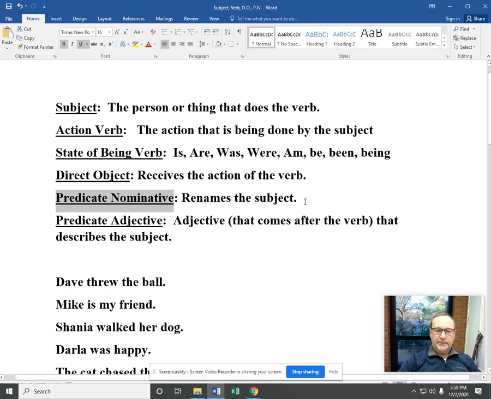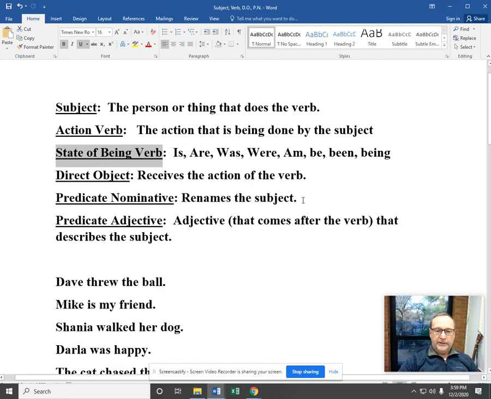Predicate nominative simply renames the subject, and predicate nominatives work only with state of being verbs. So the trick here to understand is that action verbs go with direct objects. You're only going to have a direct object if you have an action verb. You're only going to have a predicate nominative or a predicate adjective if you have a state of being verb. So it's important to note what kind of verb we have.